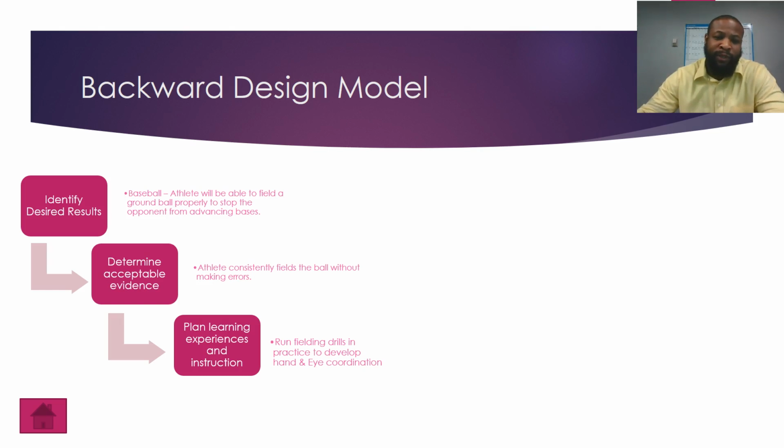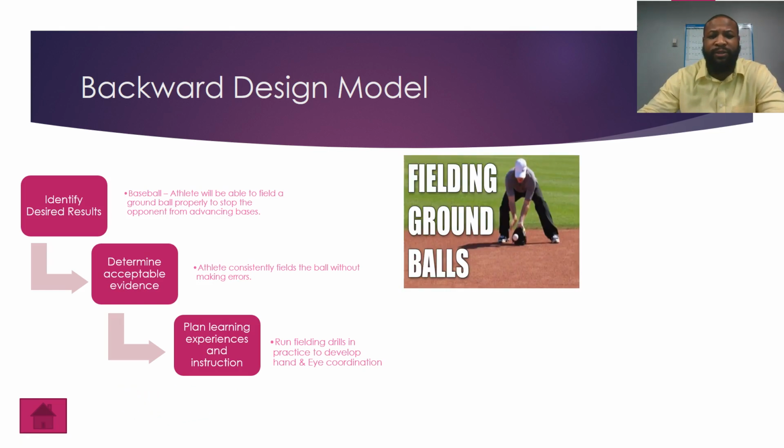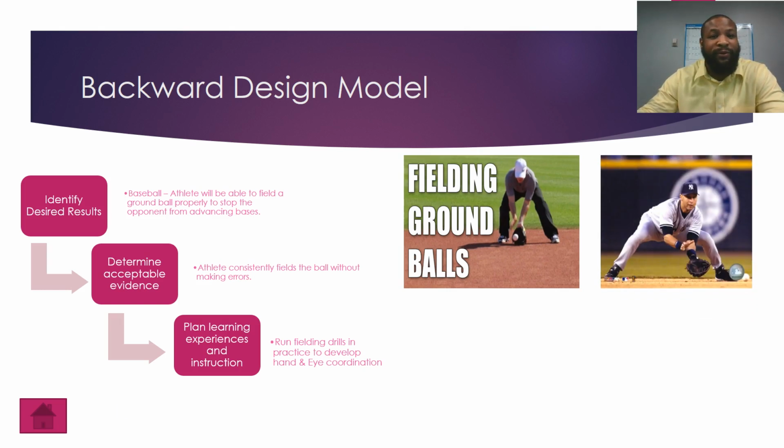So I have an example here. Let's think about baseball. The desired result is that athletes will be able to field the ground ball properly to stop their opponents from advancing bases. The acceptable evidence is if they can field ground balls on a regular basis. Ultimately they can grow up to be one of the best ground ball players in Major League Baseball, which is Derek Jeter.